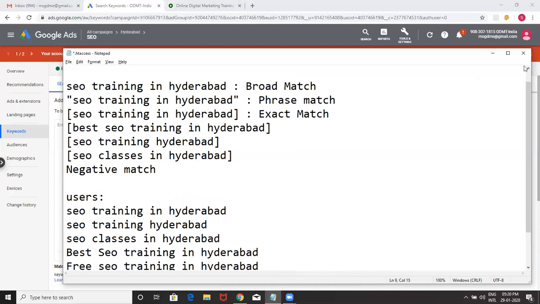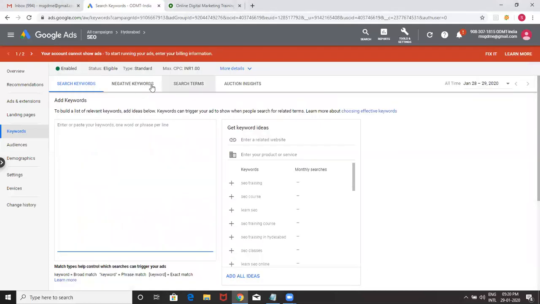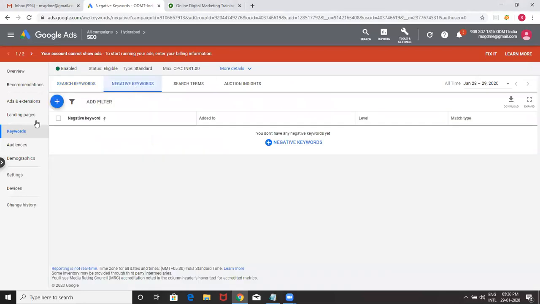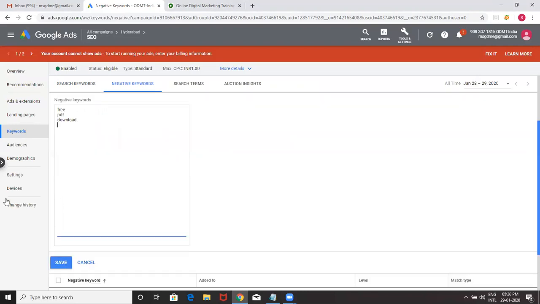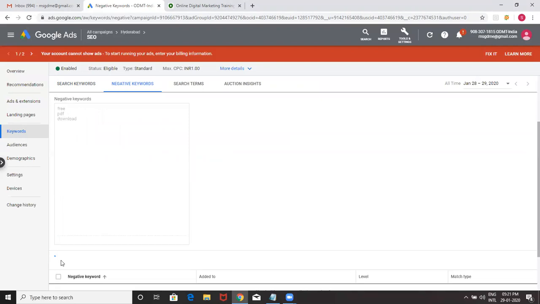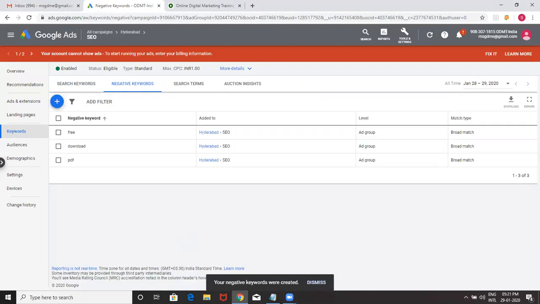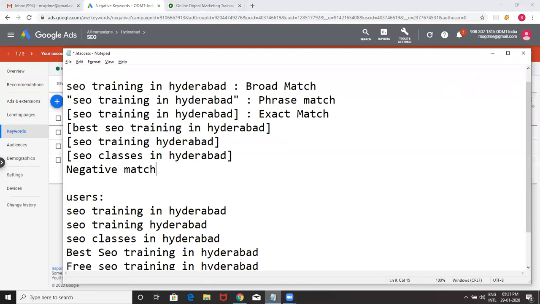How does it work? Can you see negative keywords here? Negative keywords. Click on plus. Here you have to mention, if anybody types free, PDF, download, just looking for information, what are the keywords? It means any keyword which contains these keywords, your ad will not appear. You got it?